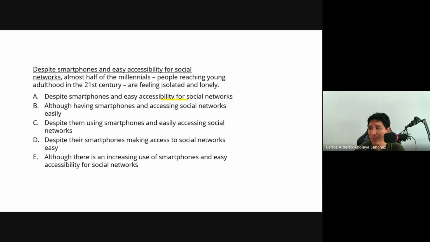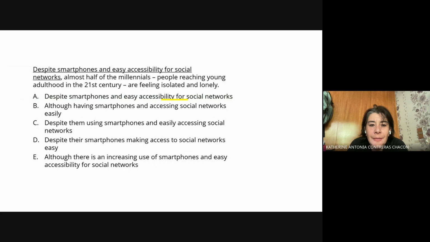I want to have access to something. Okay. Look at this. Accessibility. For example, if you have internet, you have access or you have accessibility to social network. But it's for somebody to do something. Did you understand? Yes.